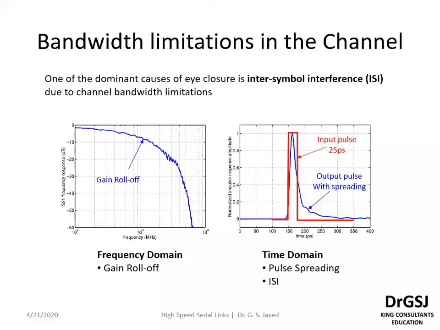Equivalently, you would see the time domain response of the same pulse. For example, let us consider sending a short pulse of 25 picosecond on the input side of the channel. At the output of the channel on the receiver side, you would see a response similar to the blue line. The blue line shows a peak at the center of the pulse, but the rest of the pulse tail has a significant signal present on the neighboring symbols.